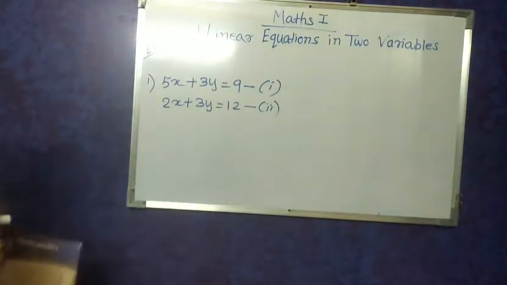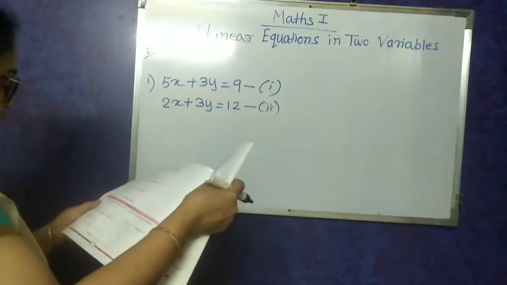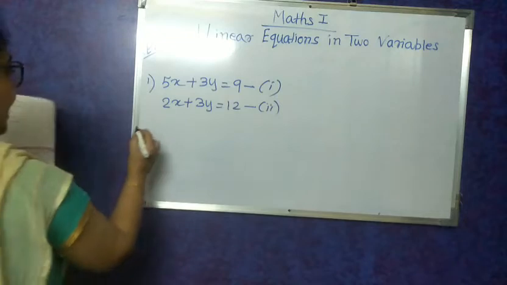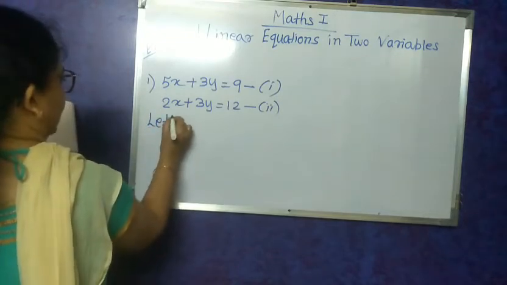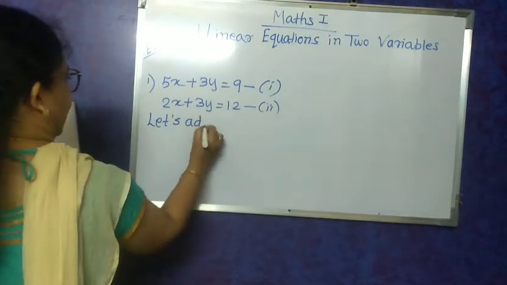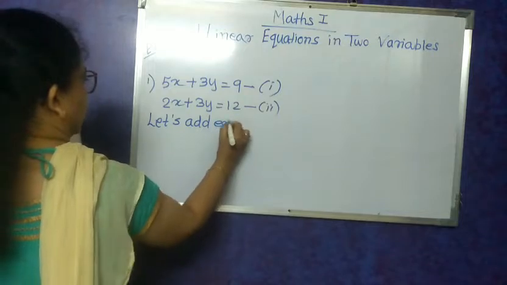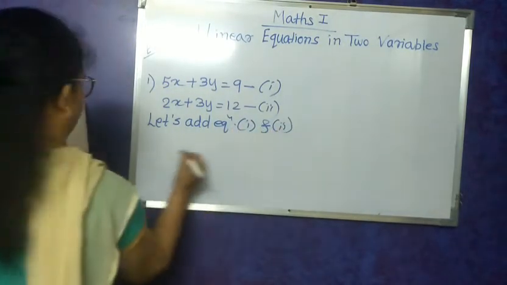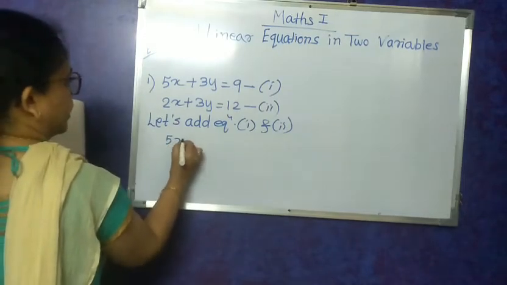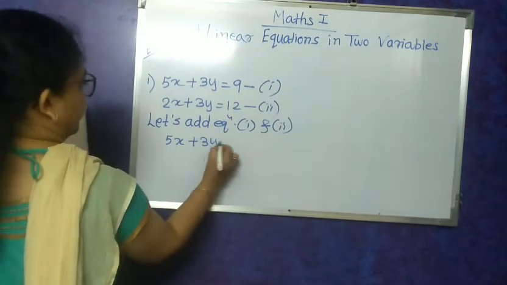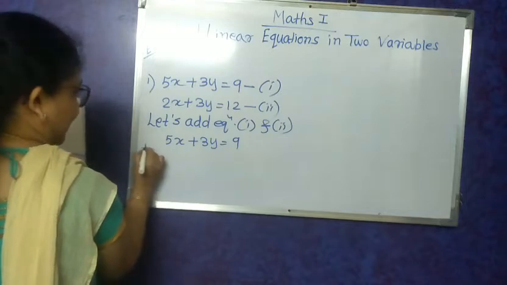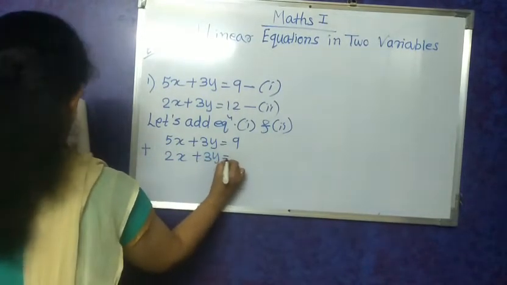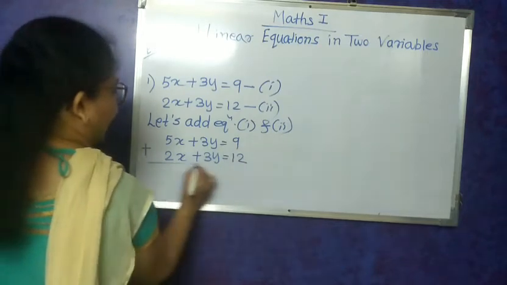Now see, let us add equation 1 and 2. Whatever is given, you have to write in full. Let us add equation 1 and 2. So while adding, we have to write both the equations again. This is the sign of addition. 2x plus 3y. Normally we are adding the like terms.